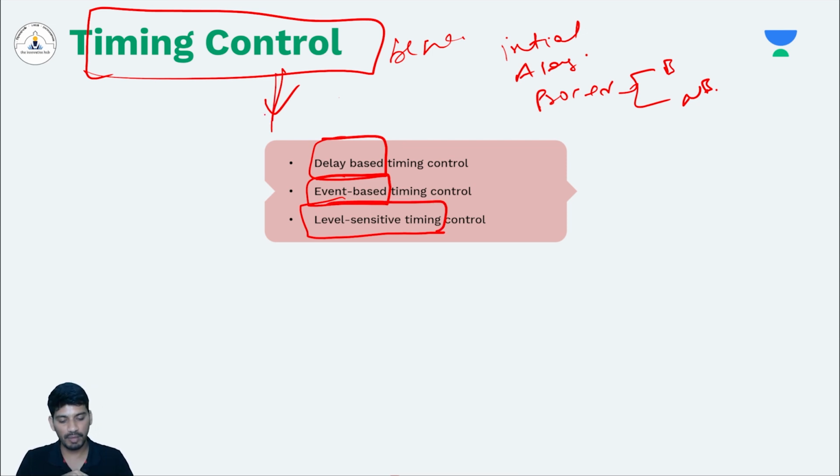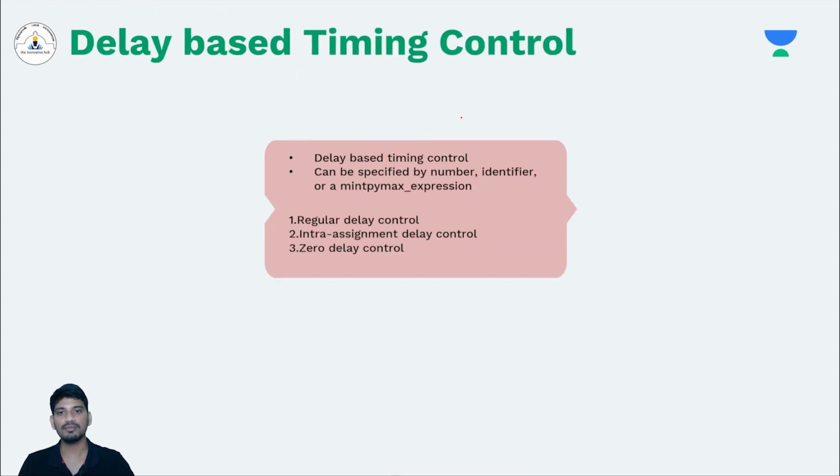So why do we require timing control? If you don't have timing control, your Verilog code will not proceed in time, right? It will stop at a particular time. So in order for the Verilog code to proceed, we have timing control statements. Let's begin with delay based timing control. What does delay based timing control do? It will execute the expression after a certain amount of time that we have specified.